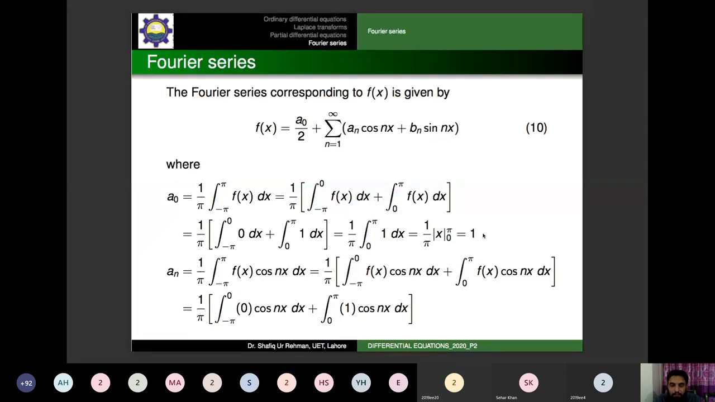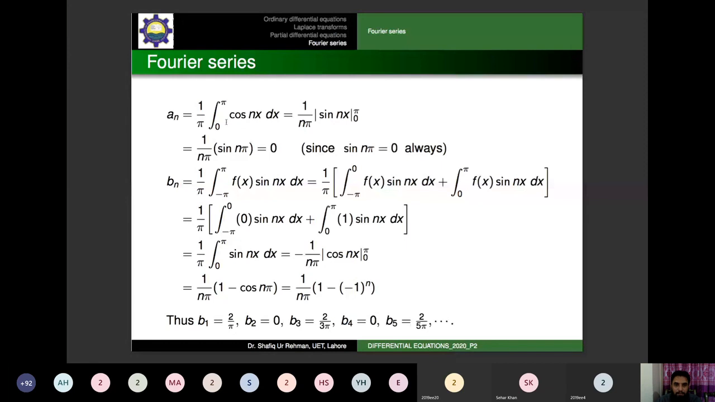Pretty much along the same lines, we can calculate an. Again, we need to subdivide the interval from minus pi to pi into two pieces, from minus pi to 0 and then from 0 to pi. Over the first part of the domain, f of x is 0, and 0 times anything is 0. Over the second part it is 1, so we are left with 1 upon pi, integral from 0 to pi of cosine nx dx. So we integrate cosine nx.